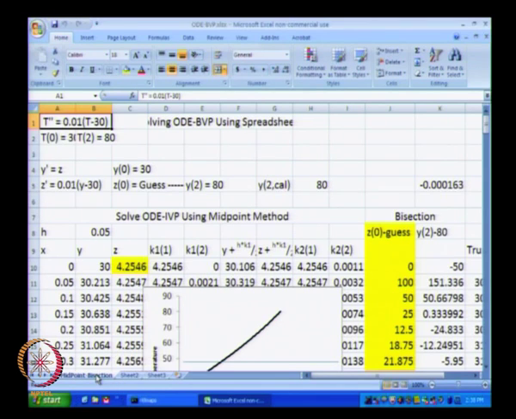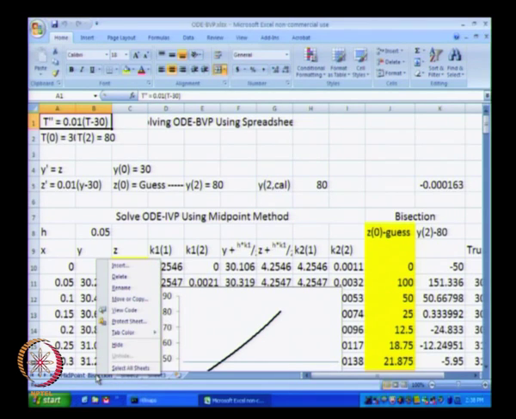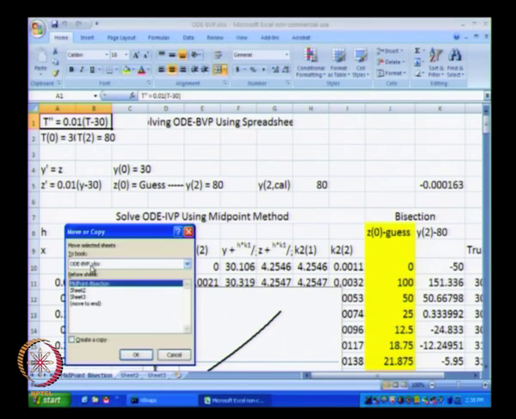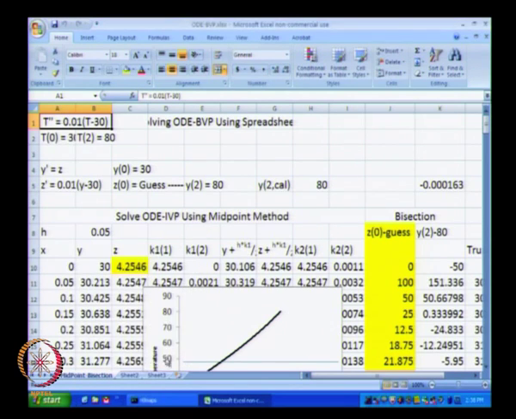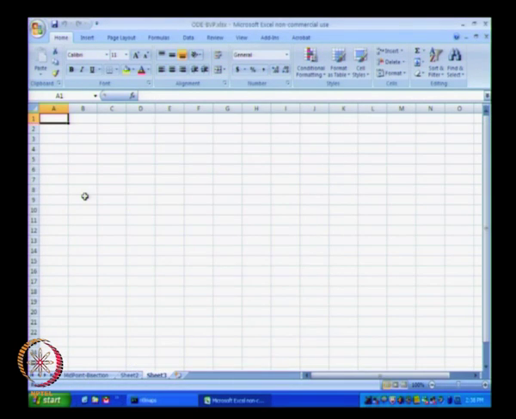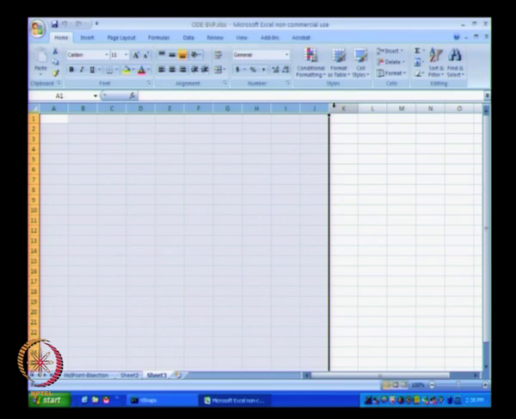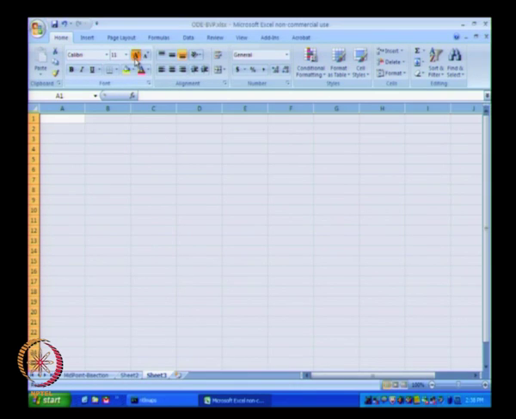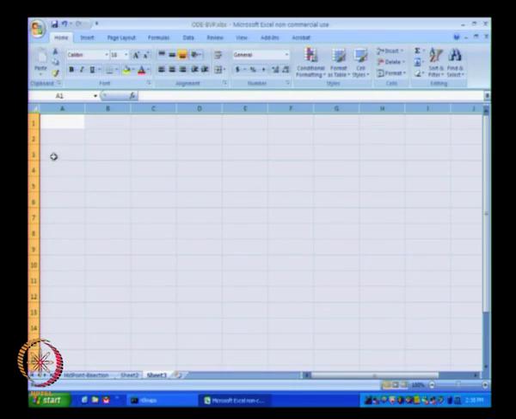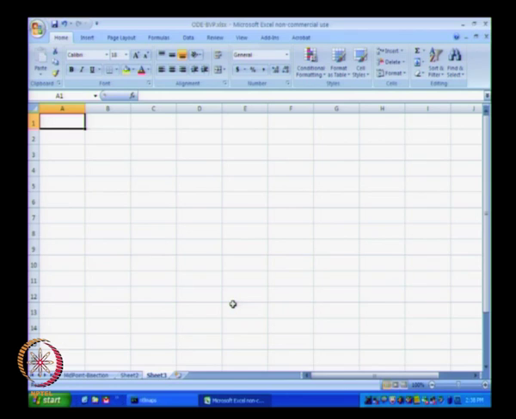So let's create a new problem sheet, a new spreadsheet where we are going to solve this particular problem. Let us go to a new sheet, and what we are going to do is solve the problem that I just showed on the board. We will increase the font size and all those, okay. So let us try to solve the problem.